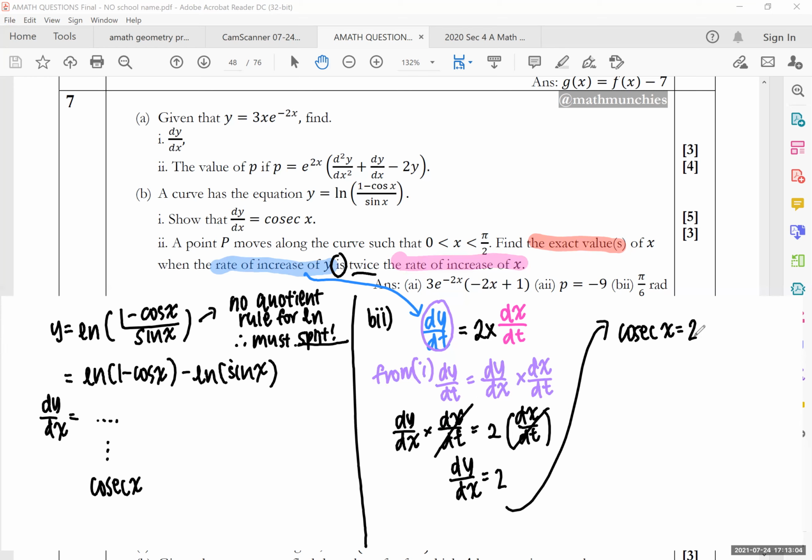Then it becomes trigo solving. But I need to change my cosecant x to what first? To 1 over sine x, which is equal to 2. So I know that sine x is equal to 1/2. Yes. Then do you think you can solve already? Go and find your basic angle and then solve and get your answer.